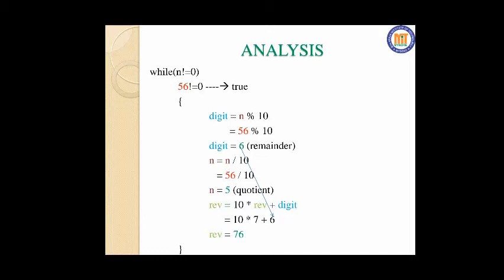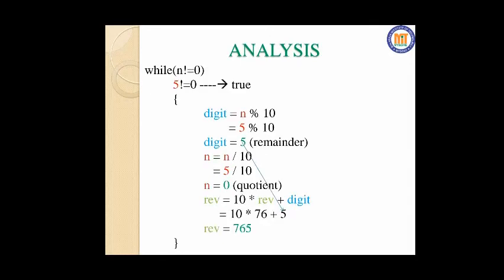Now do the modulus operation on 56 by 10, that is 56 modulus 10. The remainder will be 6, and n is equal to n by 10, that is 56 by 10. The quotient will be 5. Update your reverse by applying the formula 10 into reverse, which is 7, plus 6, that is 10 into 7, 70 plus 6, it is 76. So your reverse number is 76 at the second iteration of the loop.